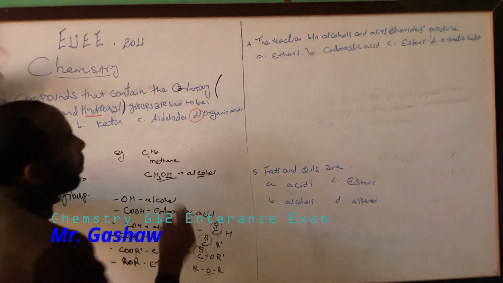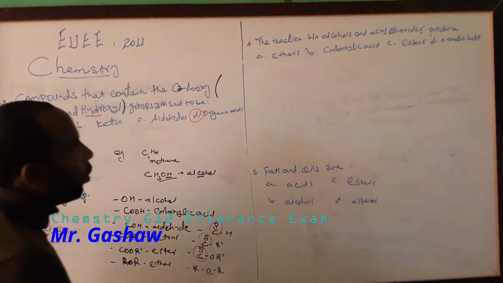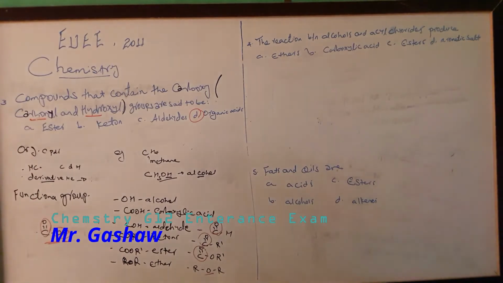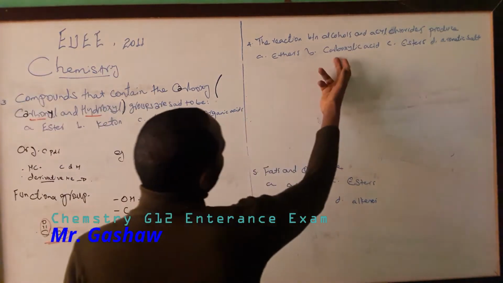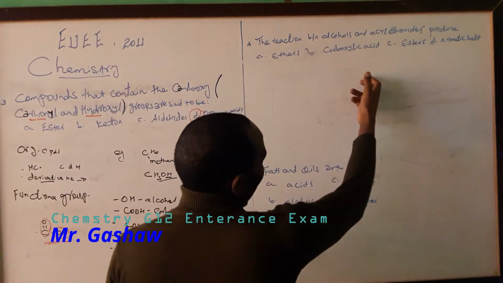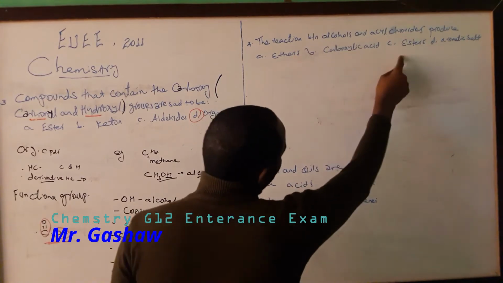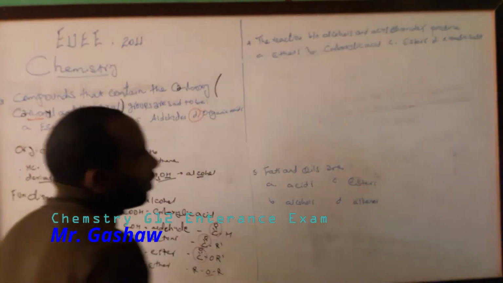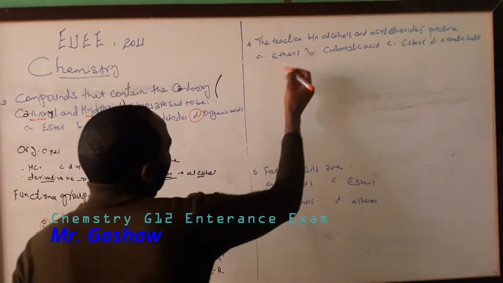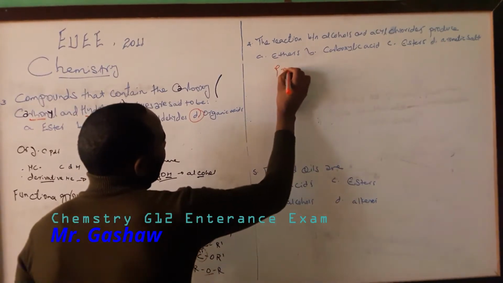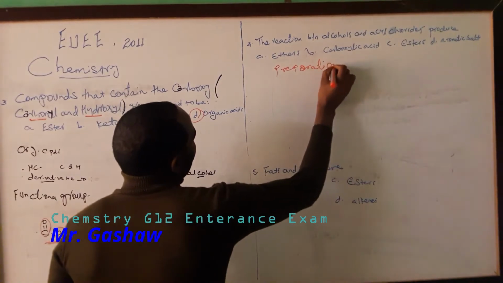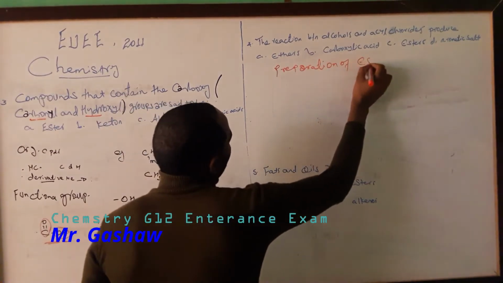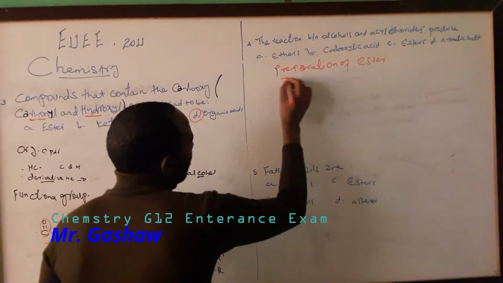The fourth one: the reaction between alcohol and acyl chloride produces A, ester; B, carboxylic acid; C, ether; D, aromatic salts. What does this question relate to? Preparation of ester.